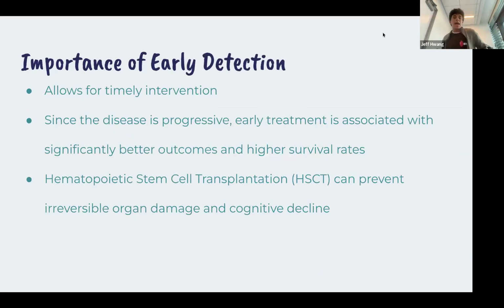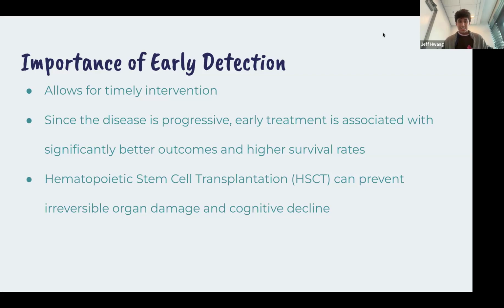Being a disease that has such a high mortality rate at such a young age, the importance of early detection is really high for a disease like this. Because if you were to detect that you have this disease early on into its life cycle, you're allowed to intervene in its progression much earlier than you would have been otherwise. And because it's a progressive disease, you're actually allowed to save a lot more of the body the earlier you detect it. So being a progressive disease, we've seen higher survival rates and significantly better outcomes for different organs in the body if you were to be treated earlier.